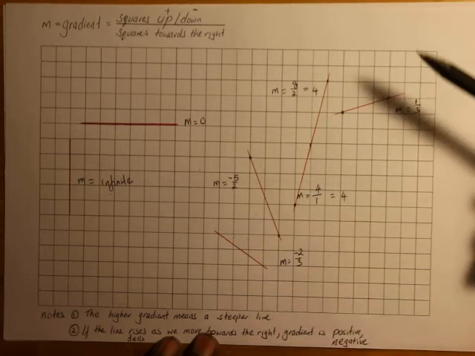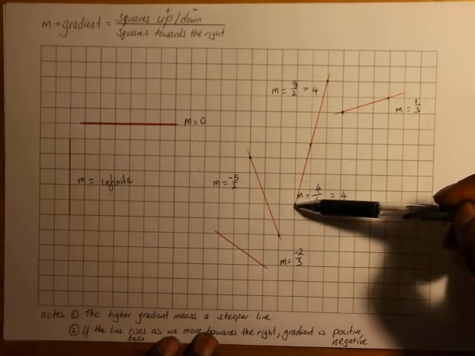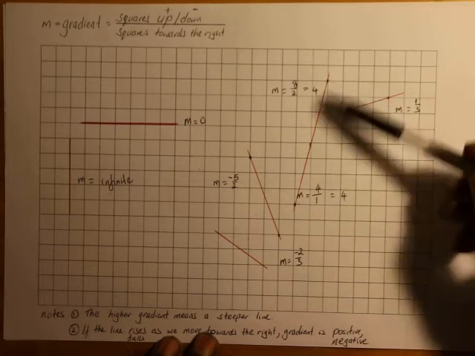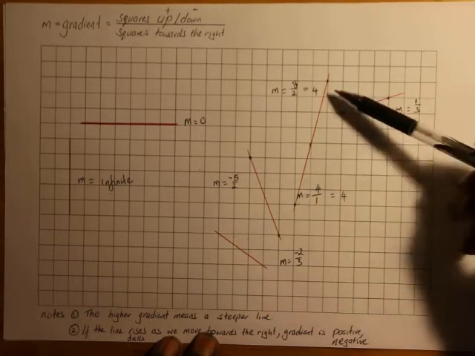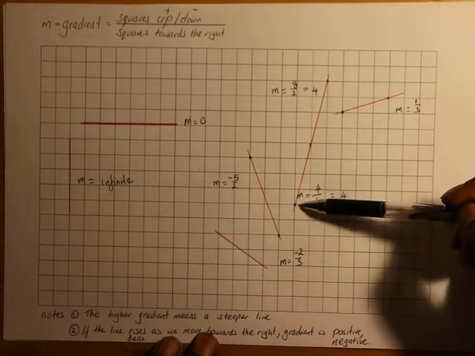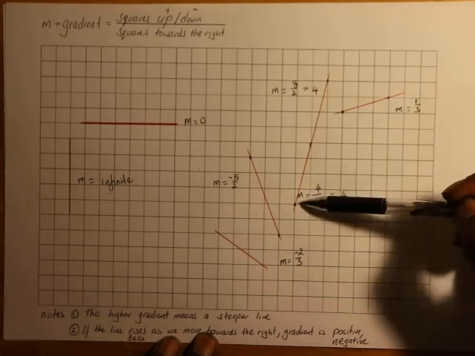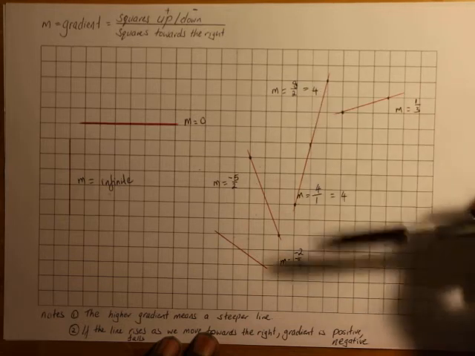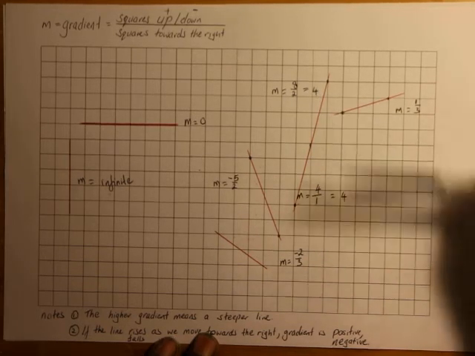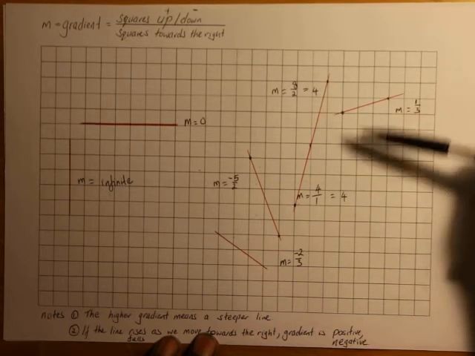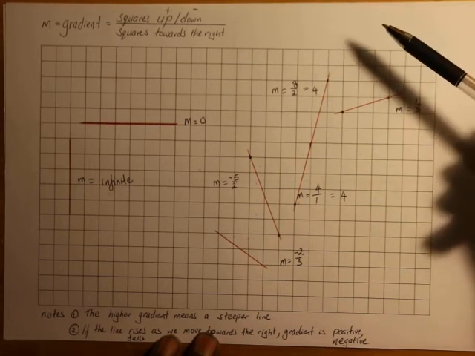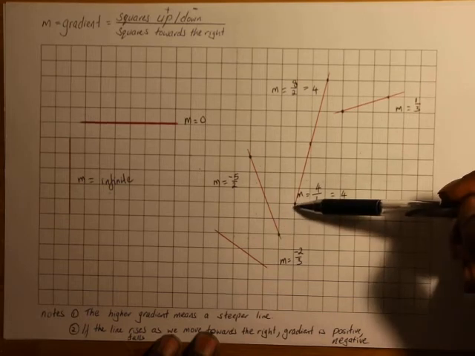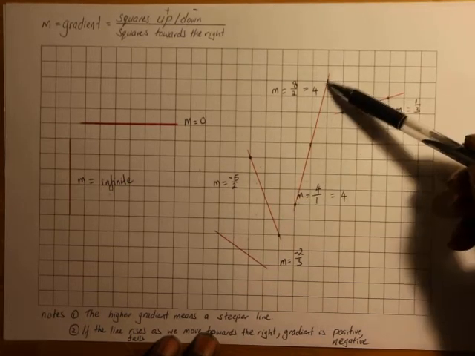That's our gradient. If someone else had chosen this point and this point, and again both of these points are where it goes through the corner of the square, they would have gone across 2 and up 1, 2, 3, 4, 5, 6, 7, 8. 8 over 2 is also 4, which is what we had here. So it doesn't matter which 2 points we use, just as long as the 2 points are at the corner of the squares.